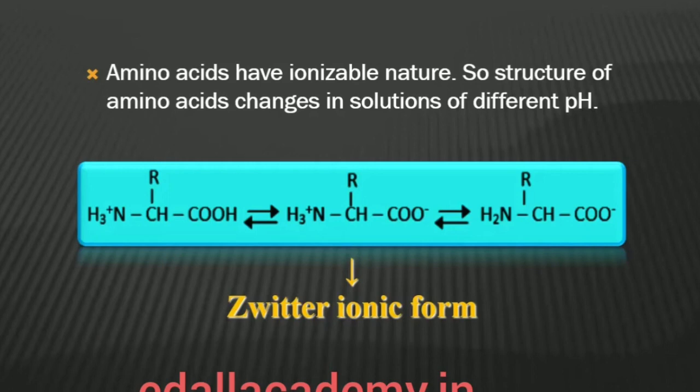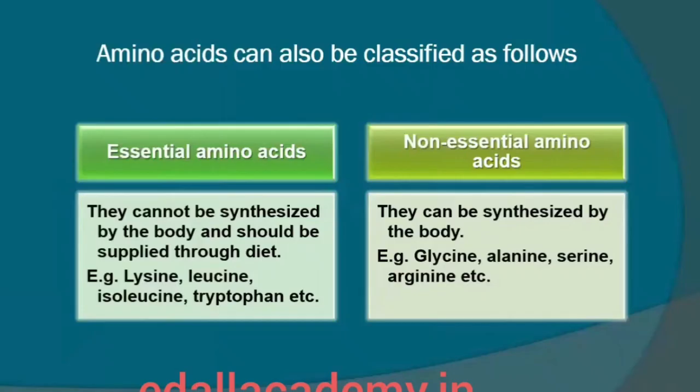A particular property of amino acids is the ionizable nature of the NH2 and COOH groups. Hence, in solutions of different pH, the structure of amino acids undergoes certain changes. In aqueous solution, the carboxyl group can lose a proton and the amino group can accept a proton, giving rise to the dipolar ion called Zwitter ion. Zwitter ion is neutral but contains both positive and negative charges. Refer to the diagrammatic representation.